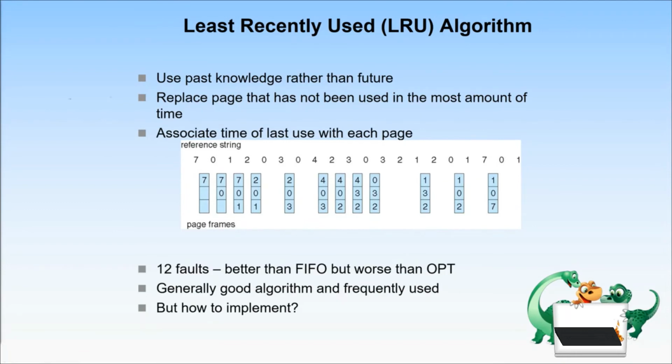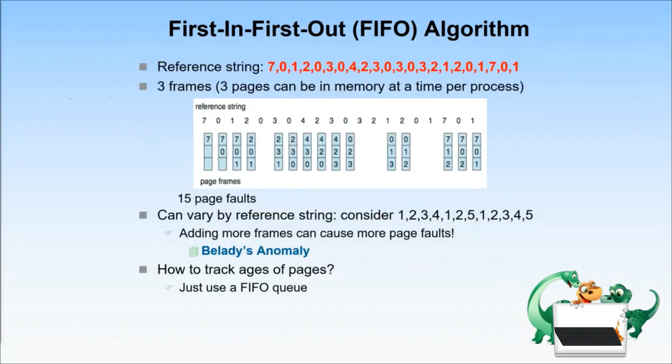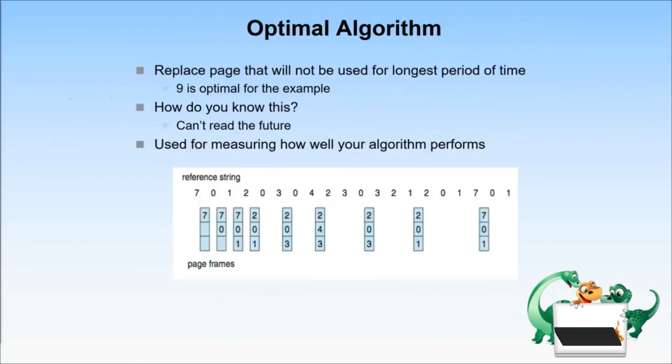So 12 page faults for LRU, for optimal we have 9, and for first come first served you've got 15. It shows that among these three algorithms, optimal seems to be the best, but in reality optimal is not being used because it requires foretelling; we cannot really see the future. That's why it is just used for comparison.